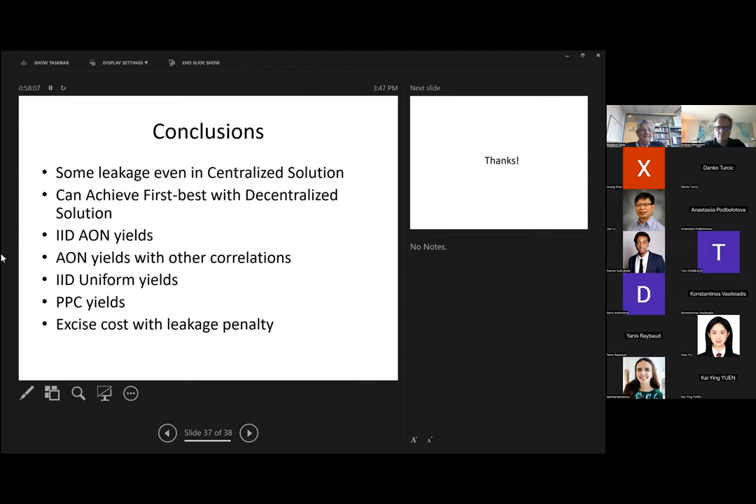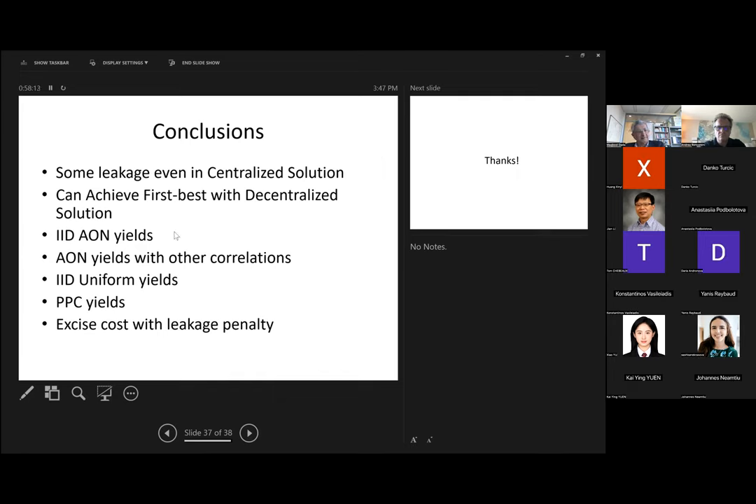And as I mentioned more than once, we can achieve first best with a decentralized solution, which is an interesting result. Much of our analysis dealt with this canonical, if you want, standard case of all or nothing yields just to get insight. We were able to do the IID case. And as I said, we can analytically also solve a perfectly positively correlated one and a perfectly negatively correlated one case.